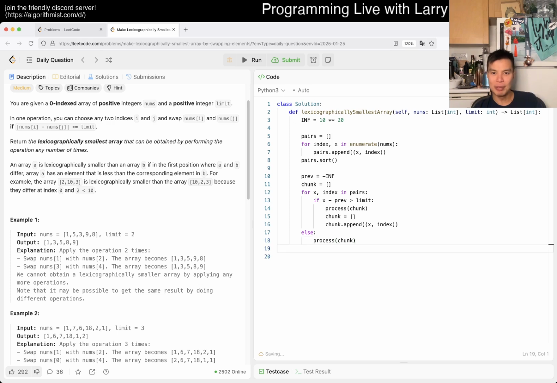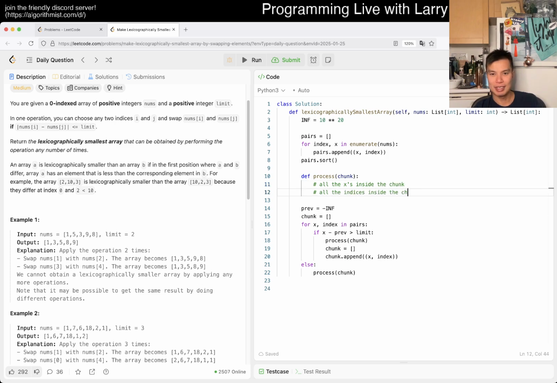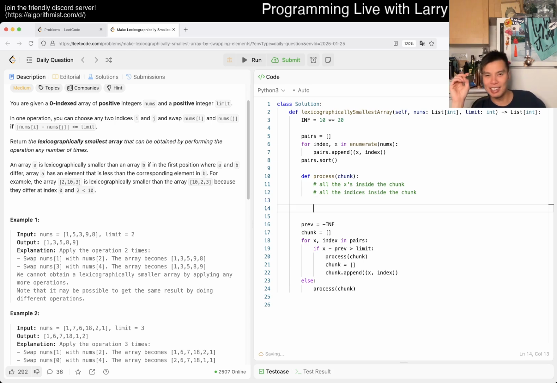Because a chunk, what does a chunk contain? A chunk contains x's and indexes, the ordered x's inside the chunk, and then the ordered indexes inside the chunk. Meaning that everything inside this chunk you can swap. That's all we're talking about. The x's will be in order, so now we're just talking about the chunks.